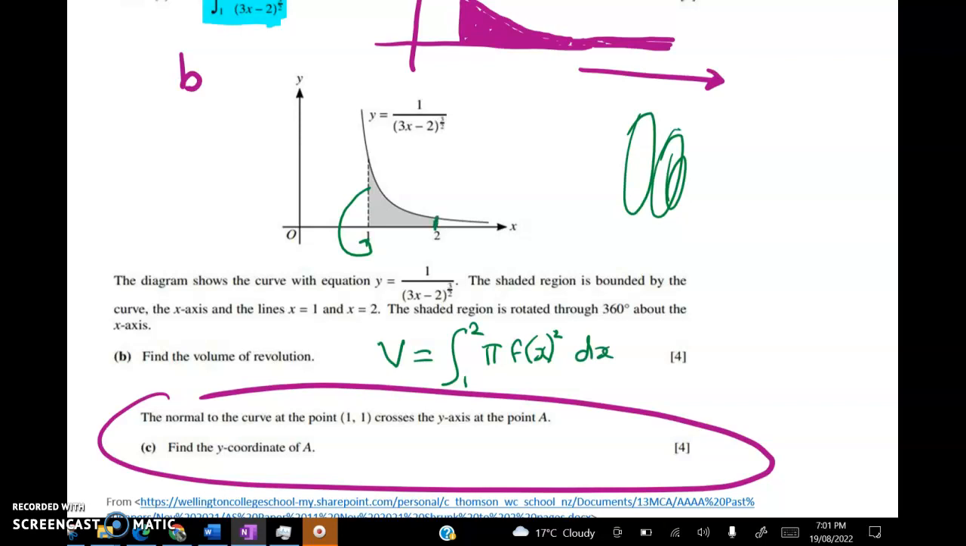That's the f of x, so that's your radius there. A circle here, a circle here. So all of these disks getting added up together. So this is going to actually be an easier integral even than the question before. And these are my limits here. Okay, so V will equal this. We've got pi, and then we've got f of x squared.